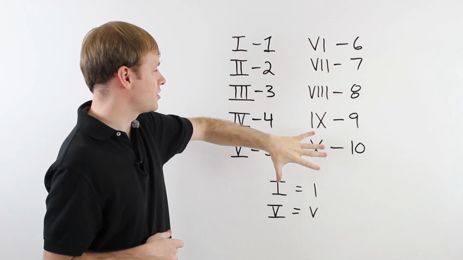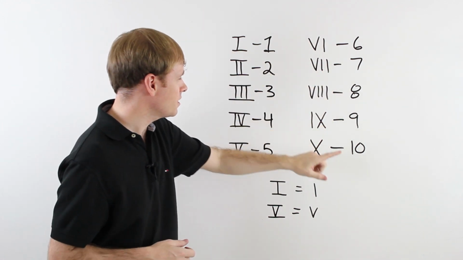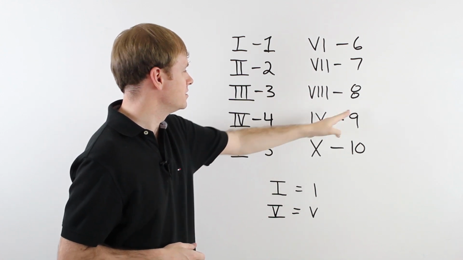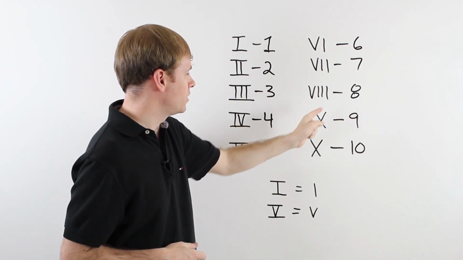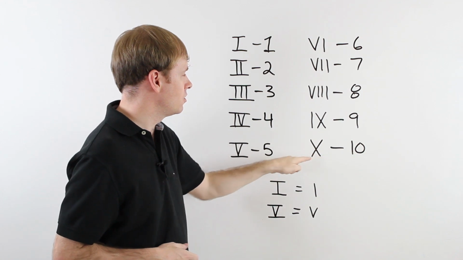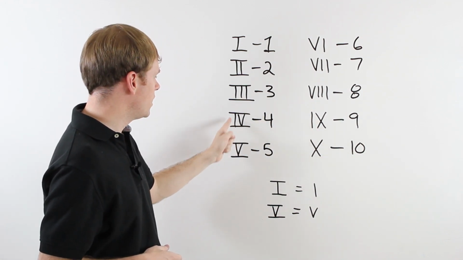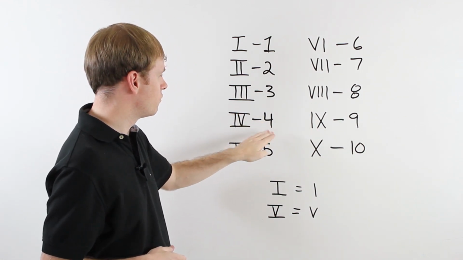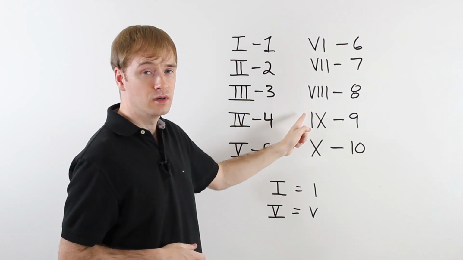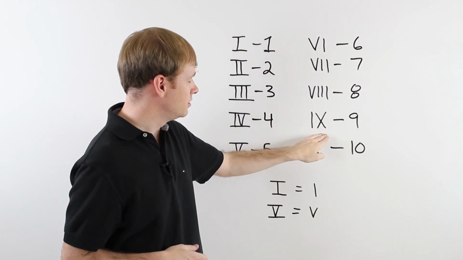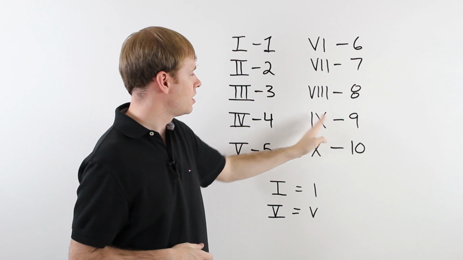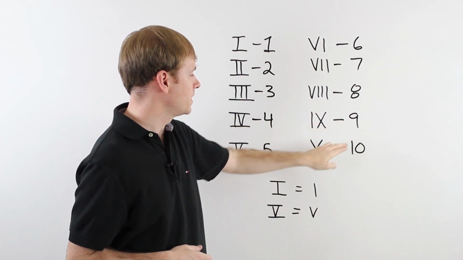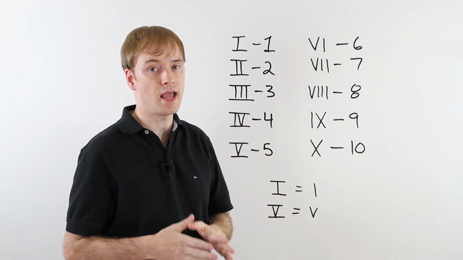All right, and then it gets complicated again. IX is 9. Okay, so X is 10. Okay, so like 4, 1 before 5 is 4. One number before 10 is 9. IX, that means 9. And of course, 10 is X.